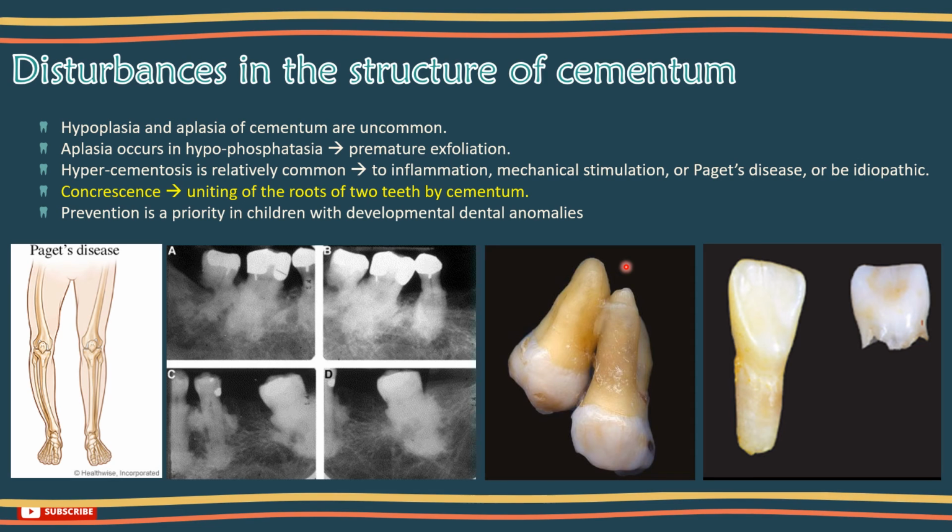Children with developmental dental anomalies will often benefit from specialist multidisciplinary management, coordinating pediatric dentistry, restorations, and orthodontic managements altogether. Prevention is a priority in children with developmental dental anomalies to minimize the risk of primary and secondary caries, tooth surface loss, and periodontal diseases.